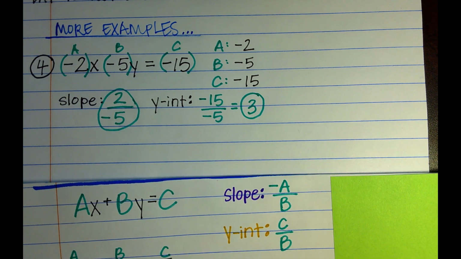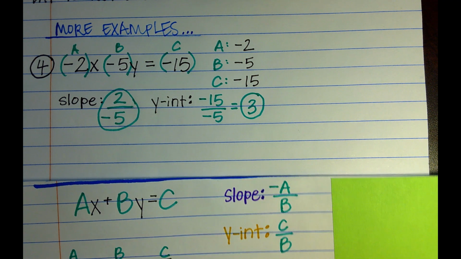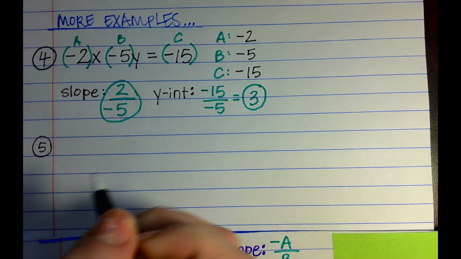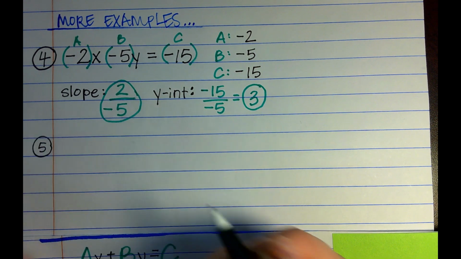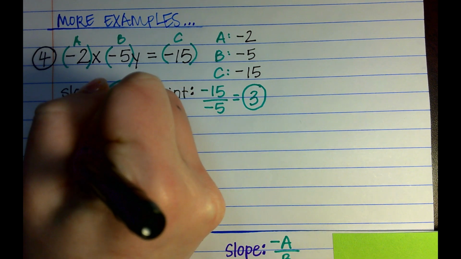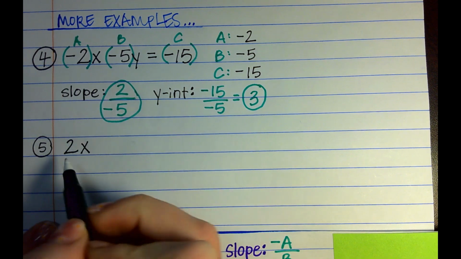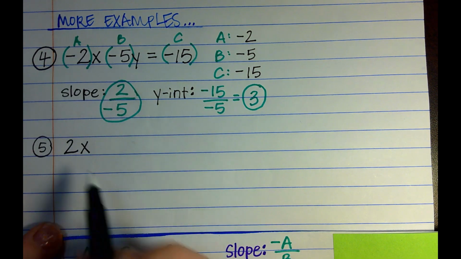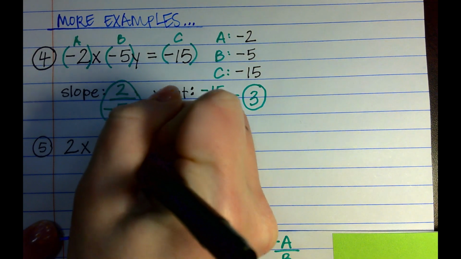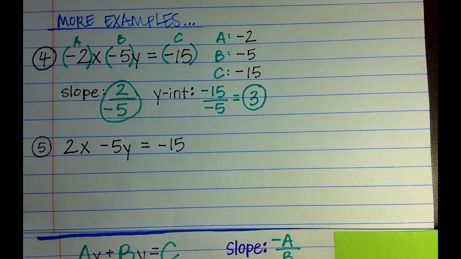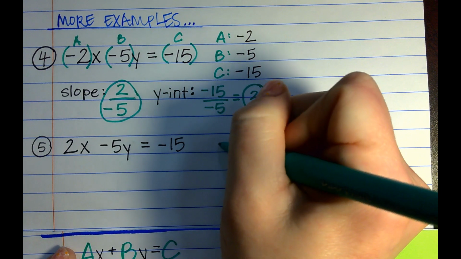Okay, any questions about that one? We do another one? Absolutely. Let's do some more. Number 5, let's try. I'm going to give you a very similar one to the one before. This time I have positive 2x instead of negative 2x. So 2x minus 5y equals negative 15. Super similar to the last one, but it is different.